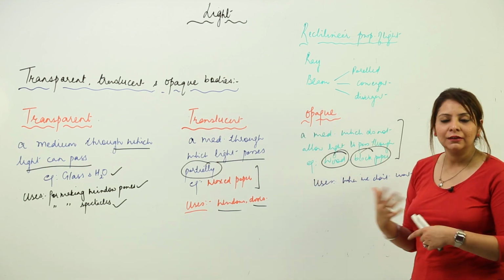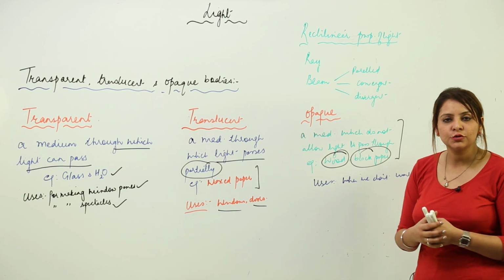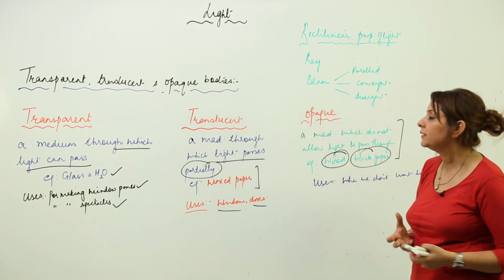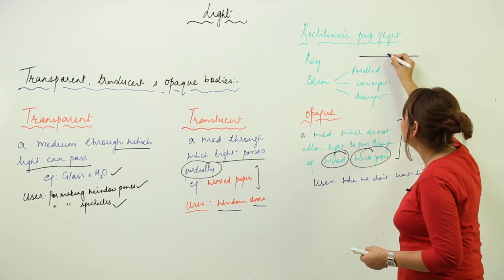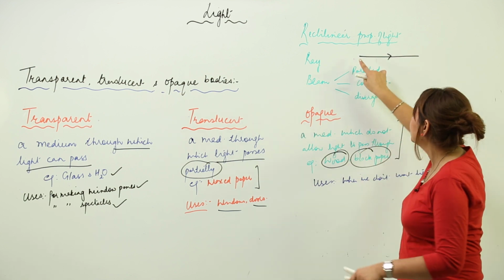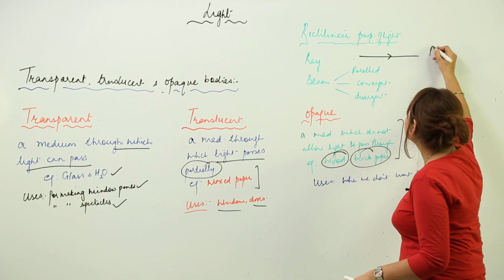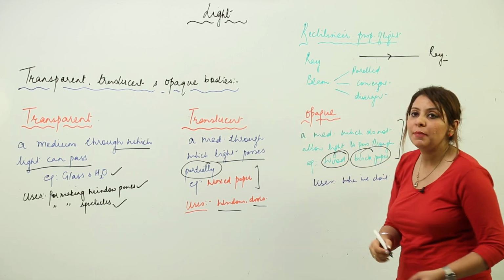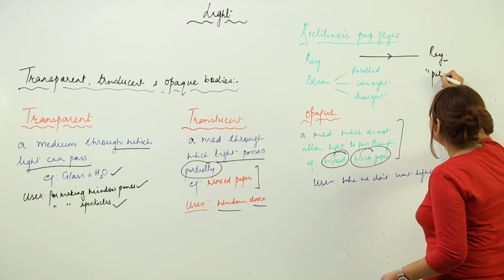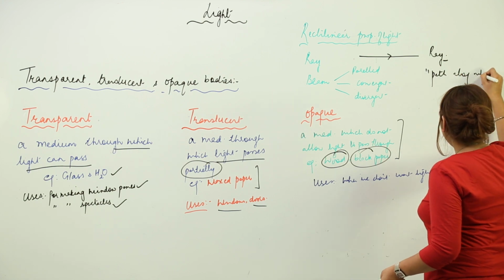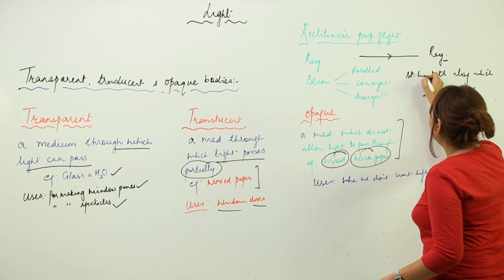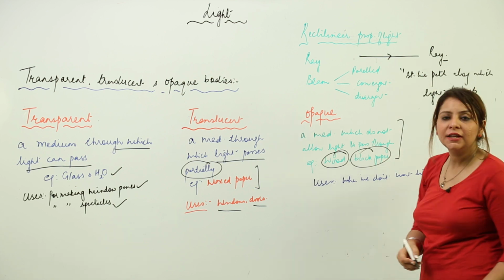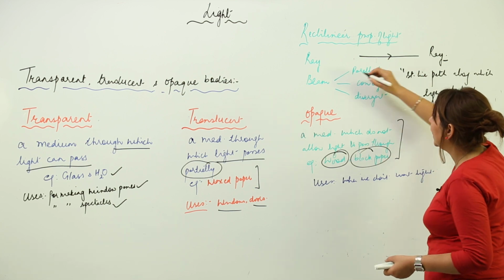Now the classification is almost over, so let's start with the path of light. The path along which light travels, if I say that light travels like this, is called a ray. What is a ray? A ray is the path along which light travels, and this path is always a straight line path. So the straight line path along which light travels is called a ray.